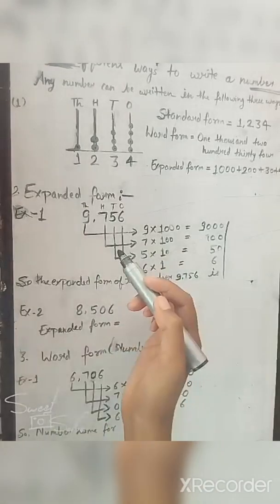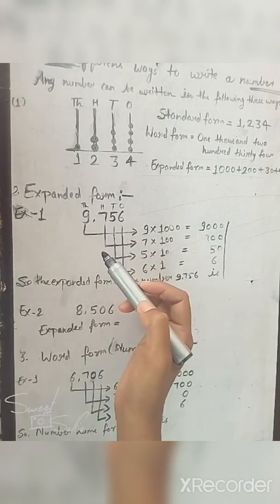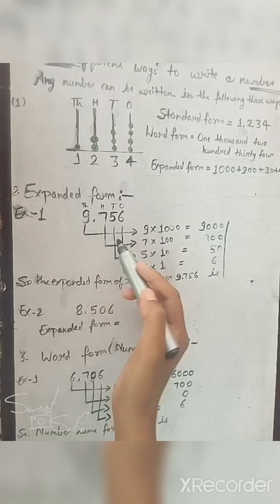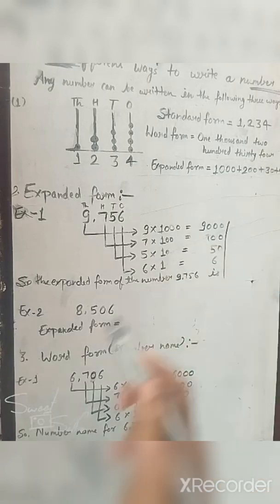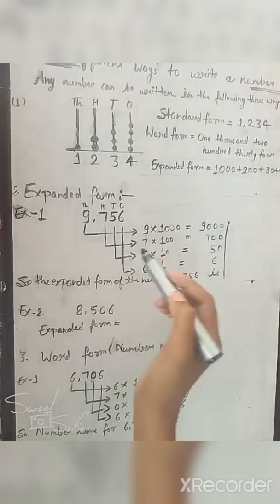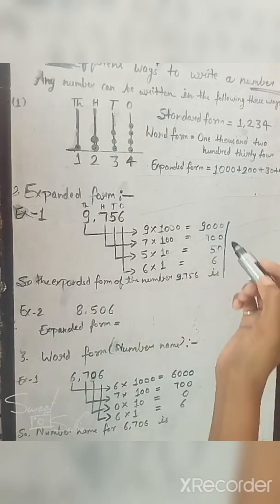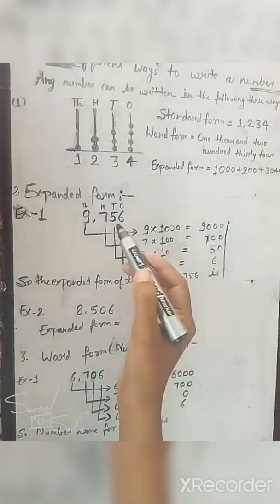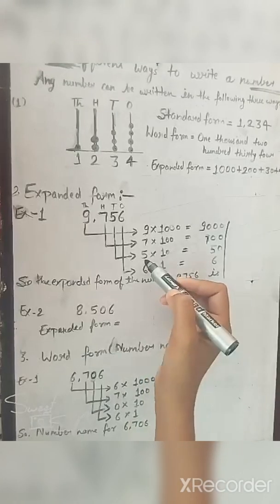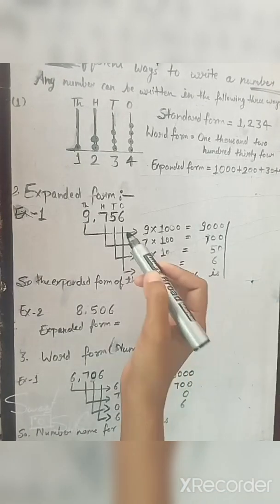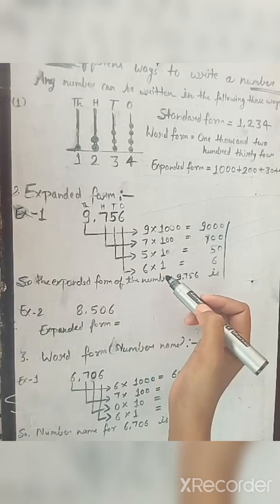Now tell me the place value of 9 in this number. We can see 9 is at thousands place, so the place value of 9 is 9 multiplied by 1000, which is 9000. 7 is at hundreds place, so we multiply it with 100: 7 multiplied by 100 is 700. 5 is at tens place, so we multiply 5 with 10: 5 multiplied by 10 is 50. And 6 is at ones place, so we multiply it with 1: 6 multiplied by 1 is 6.